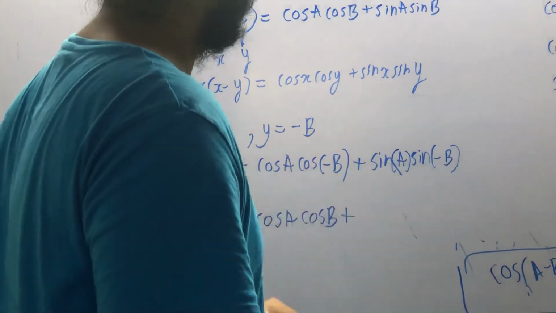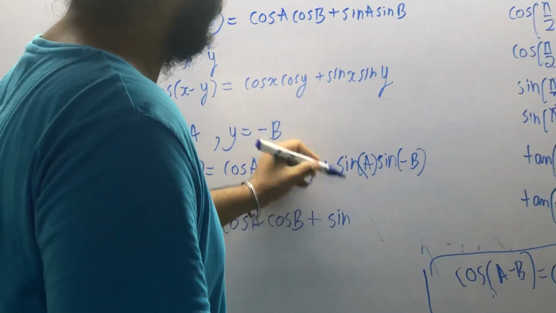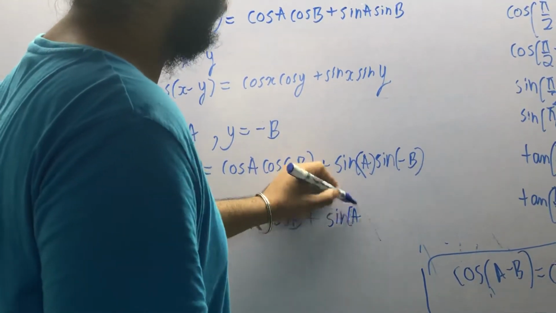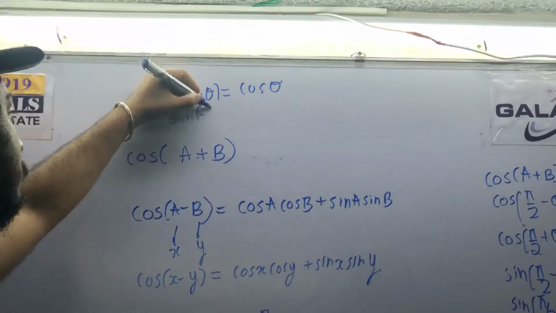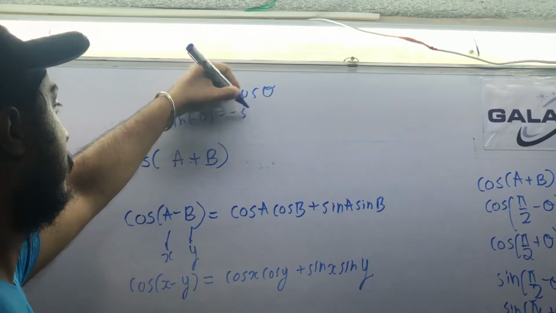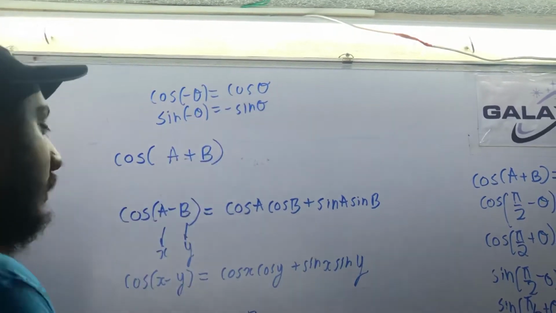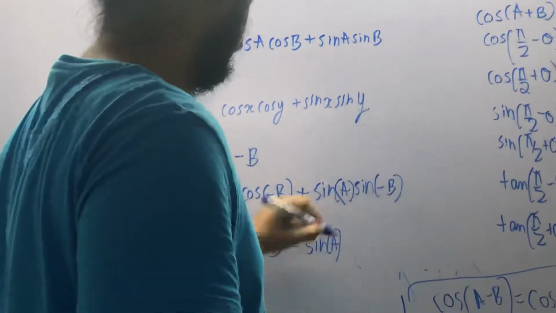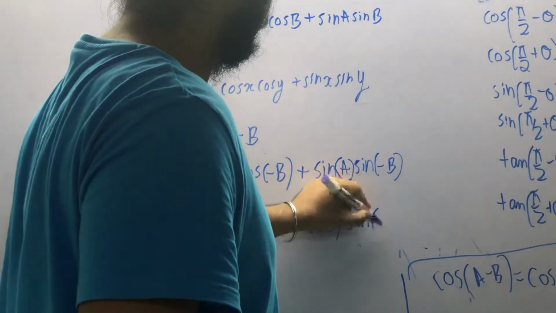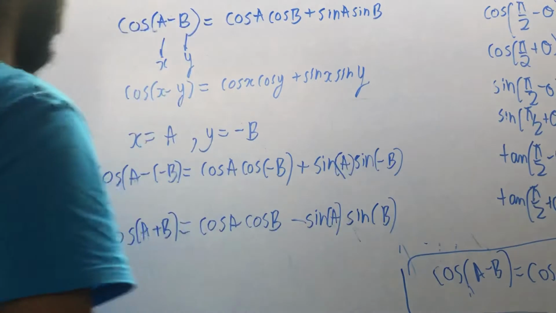Okay, plus sin A, right? What is sin of minus theta? That is minus sin theta. So what will happen to this minus? This will come out. So instead of plus, here will be minus. So this is your second formula.